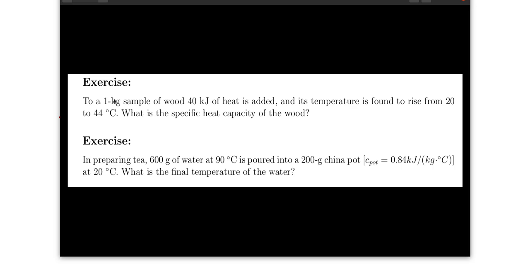So the second example, the second exercise: in preparing tea, 600 grams of water at 90 degrees Celsius is poured into a 200 gram china pot. The specific heat capacity of the china pot is 0.84 kilojoule per kilogram per degree Celsius, at 20 degrees Celsius. The question is, what is the final temperature of the water? These are the two exercises that you should try that are related to the specific heat capacity.